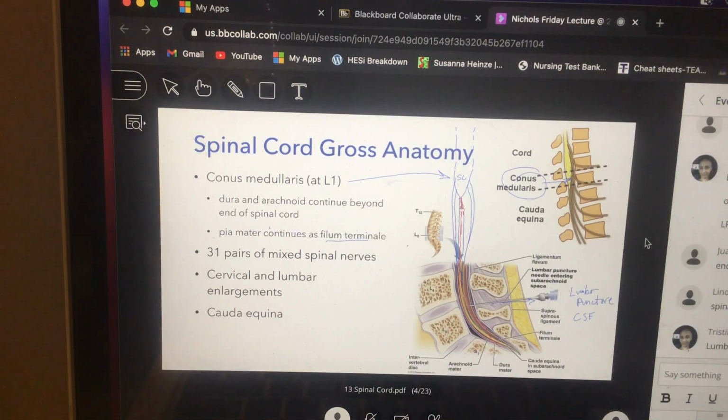So it comes off the end of the spinal cord and goes all the way down here to the subarachnoid space, right down at the very tip of the sacral canal, of the sacral bone, the sacrum. And it just anchors, that filum terminale helps to anchor the spinal cord in place. These are mixed nerves, all of the nerves that come out of the spinal cord.